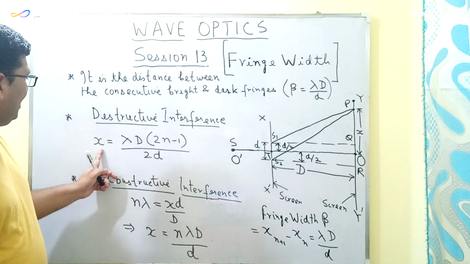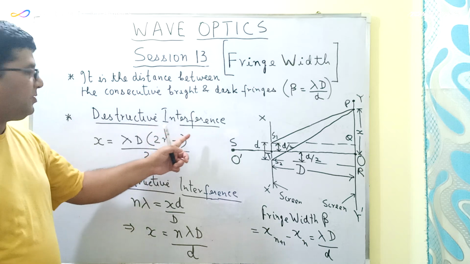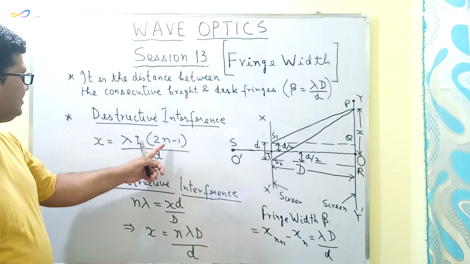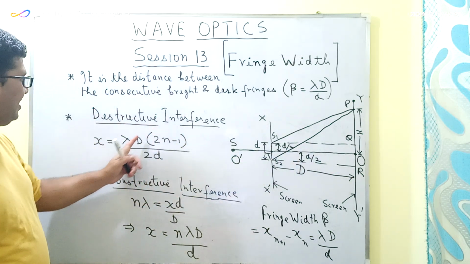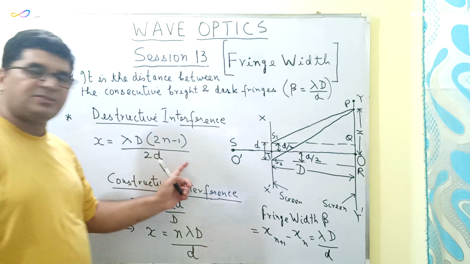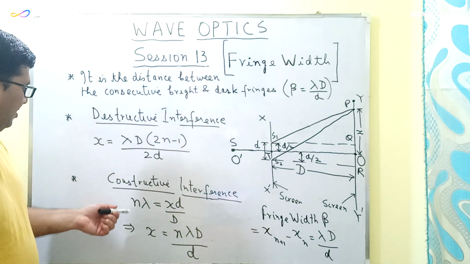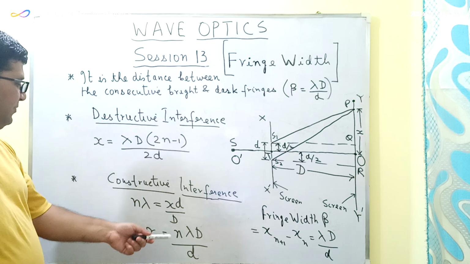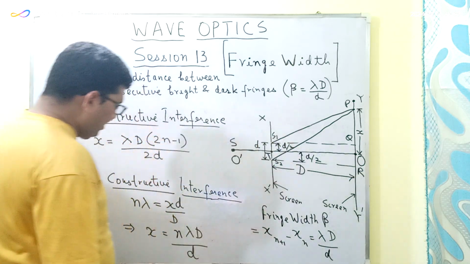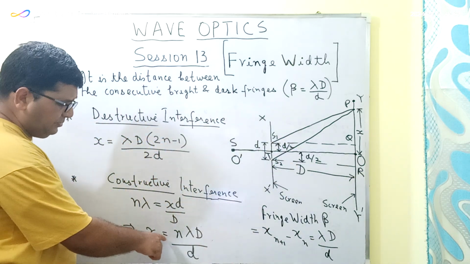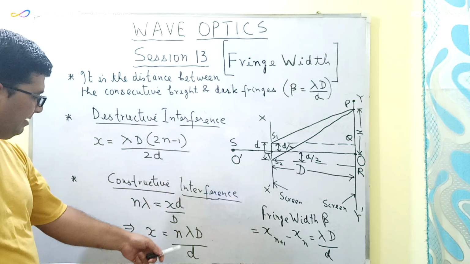That is the distance of the nth dark fringe. The destructive interference produces a dark fringe, so the distance of the nth dark fringe from the center of this screen is given by this formula, x equals lambda D (2n minus 1) divided by 2d, and this is the equation which we have already derived in session number 12. Similarly, the bright fringe is formed due to the constructive interference of the light waves. So the distance of the nth bright fringe is given by x equals n lambda D upon d.